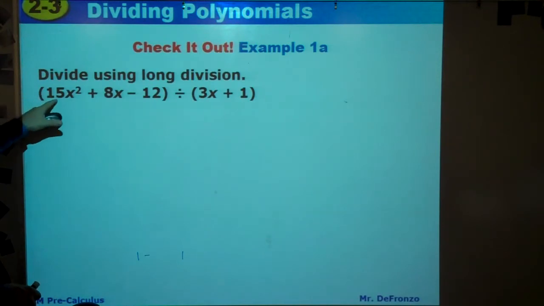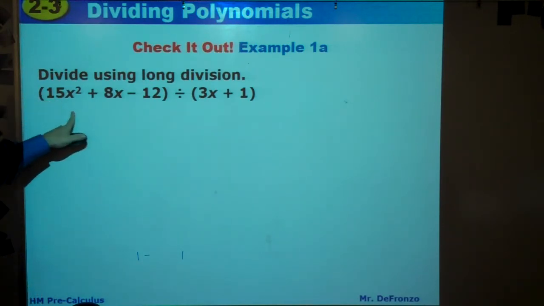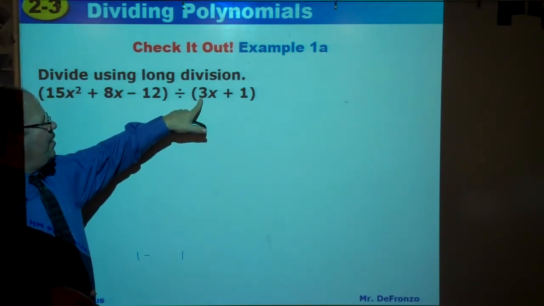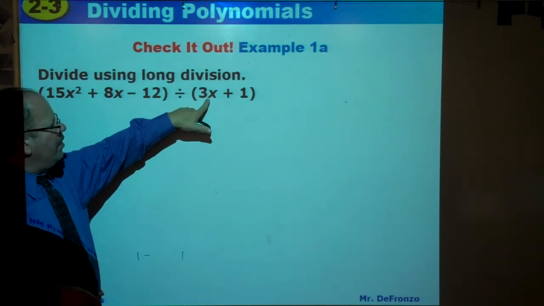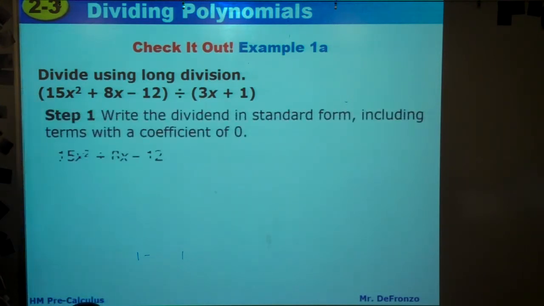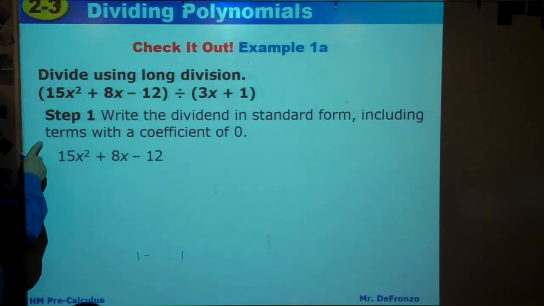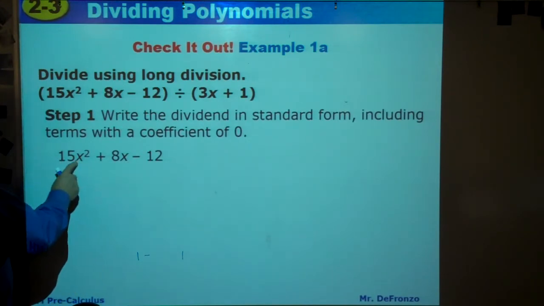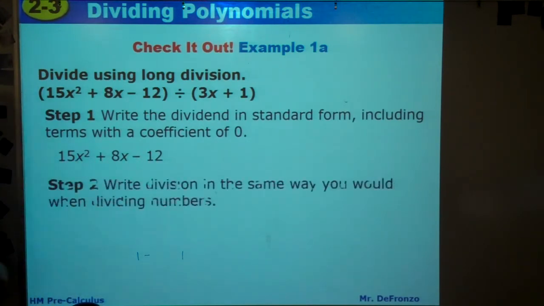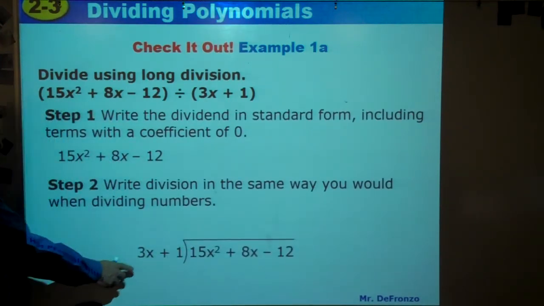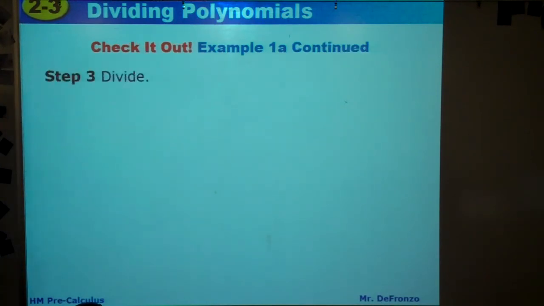So here, divide using long division. Another example. Now we're dividing by something with a lead coefficient greater than 1. So again, we have to set it up, make sure that it is in standard form, including any terms with a coefficient of 0. Here we don't have any. Step 2, write it the same way we would when we were dividing numbers, and it looks like this. And we move right along and we go ahead and we divide.